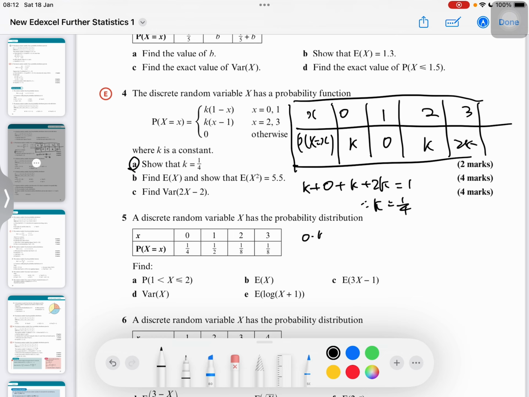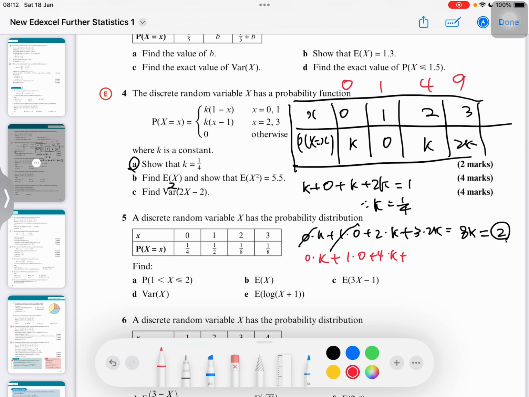The expectation is the sum of the product of x and p(x). So 0 times k plus 1 times 0, 2 times k, 3 times 2k. We add them together: 8k, therefore 2. And to find the expectation of the squares, the squares are 0, 1, 4, 9. So 0 times k, 1 times 0, 4 times k, 9 times 2k: 22k, therefore 5.5.